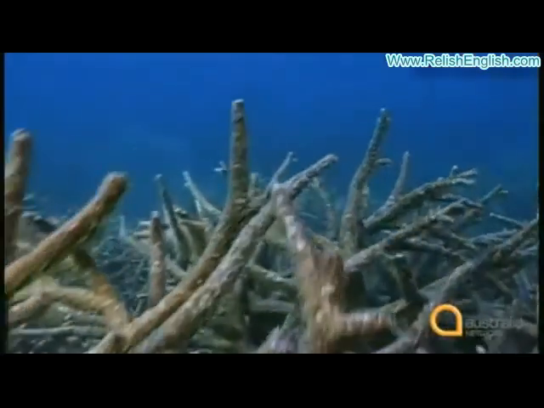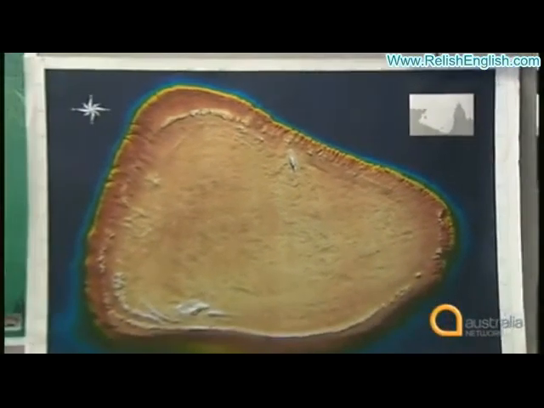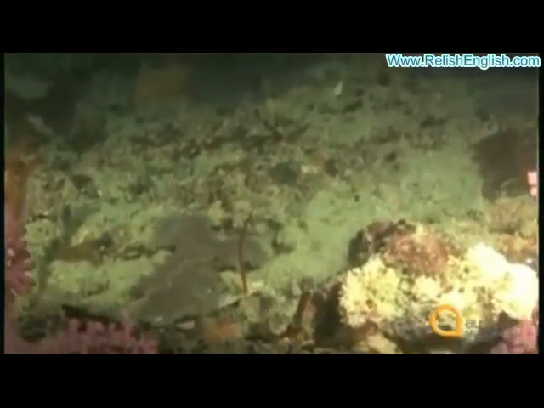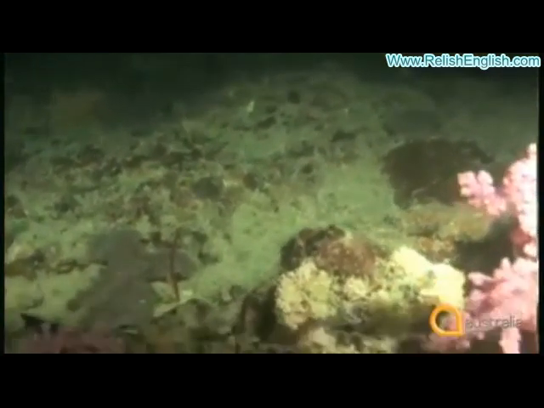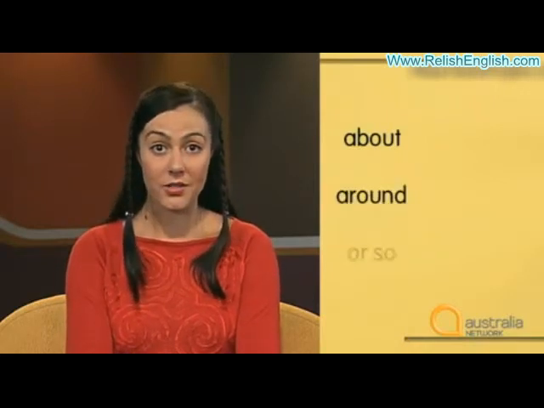The largest reef they mapped is about 10 or so kilometres across. It's an oval-shaped feature, so it covers around 100 square kilometres. Because of the fact that they are submerged in 30 metres or so of water, the reefs are very hard to see.